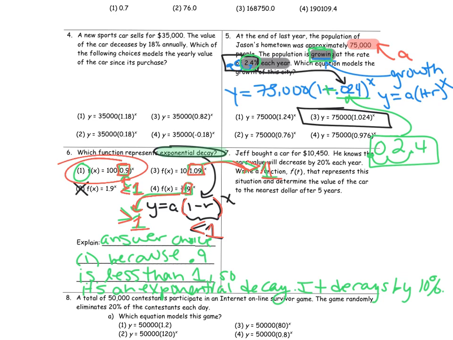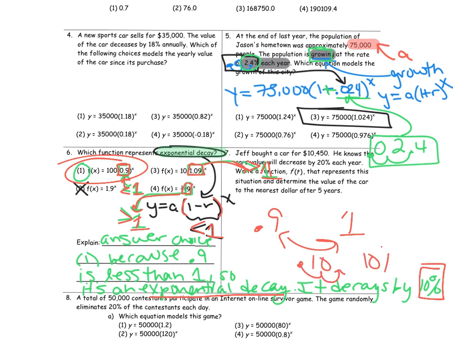And the reason why, again, is 0.9 is less than 1. So it has an exponential decay, and it's actually decreasing by 10%. Because if I compare 0.9 to 1, there's that decay, that decrease by 10%. All right, I can move that decimal to the right twice, which is equivalent to 10%. Okay? All right, let's just keep going.